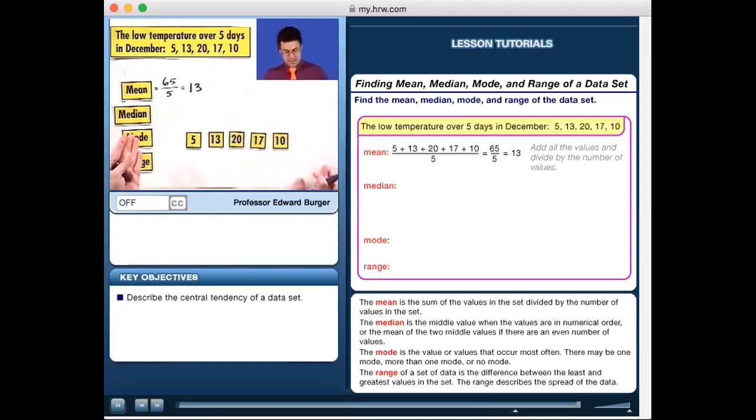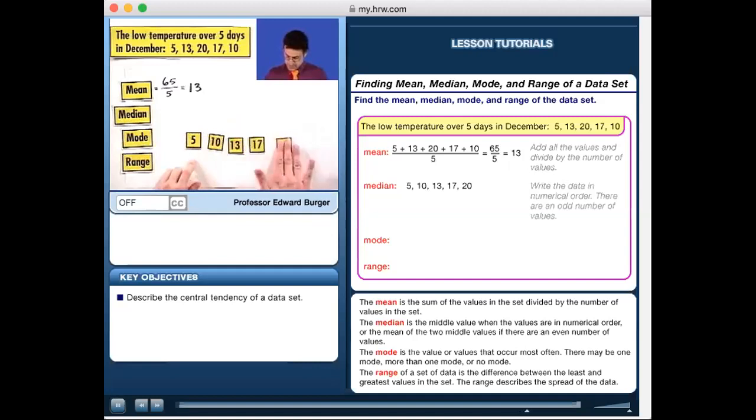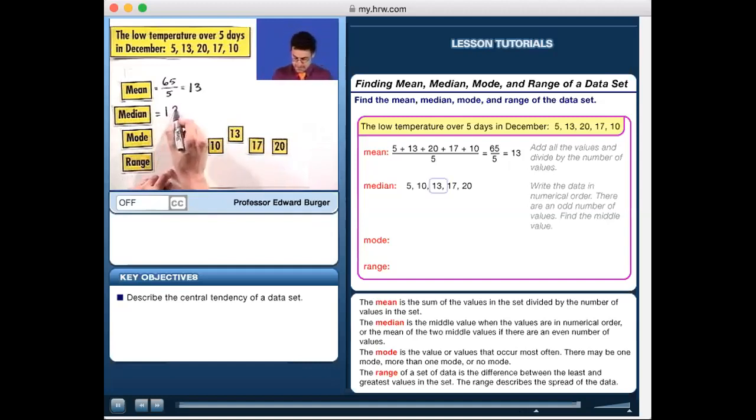All right, now what's the median? Well, the median is going to be what we see if we now order these things from lowest to highest. Now, there's an odd number of data points, so there will be a middle term. In this case, it's 13, and so that in fact is going to be the median.